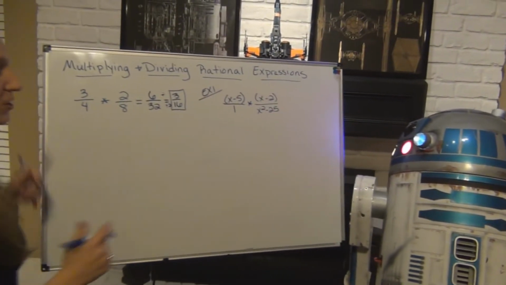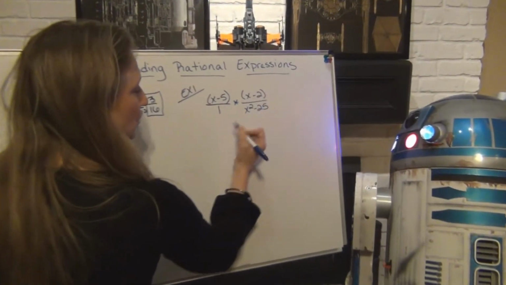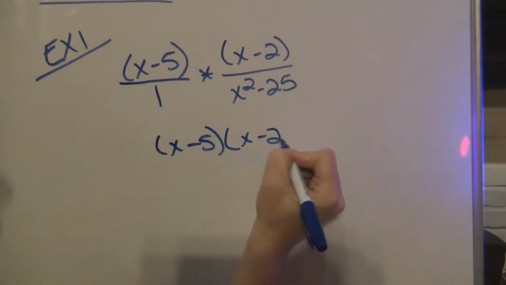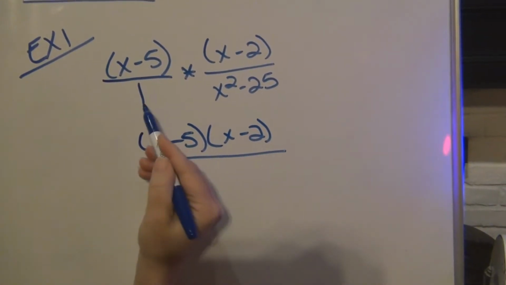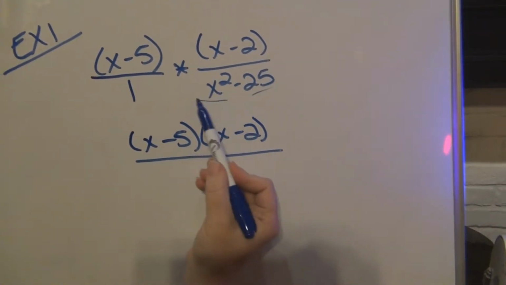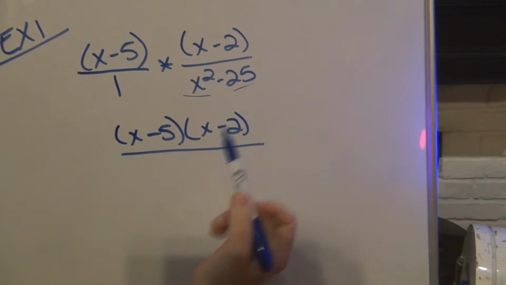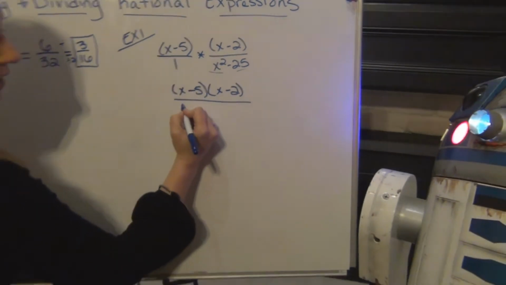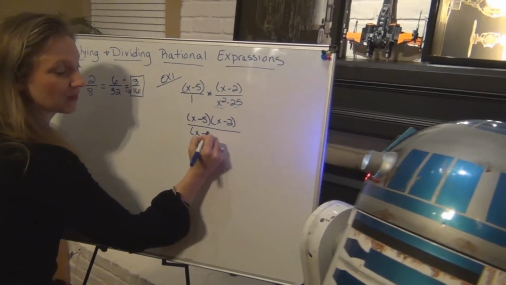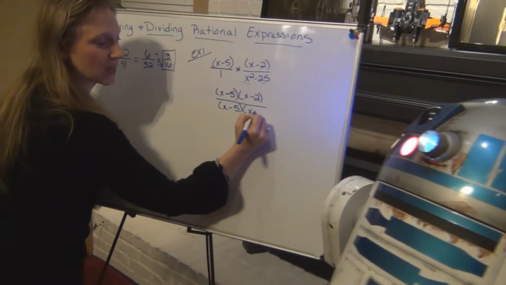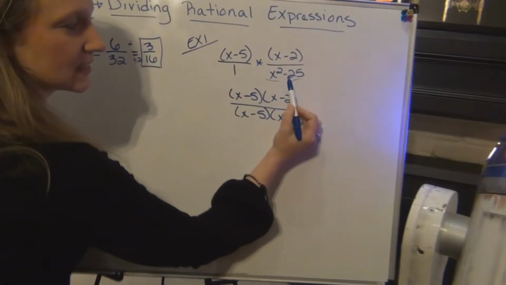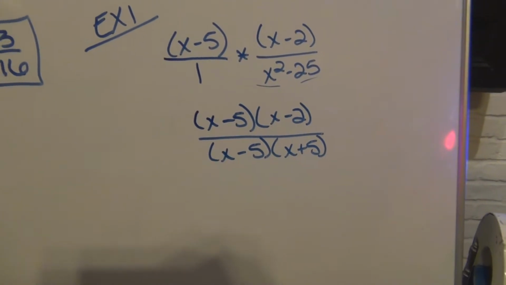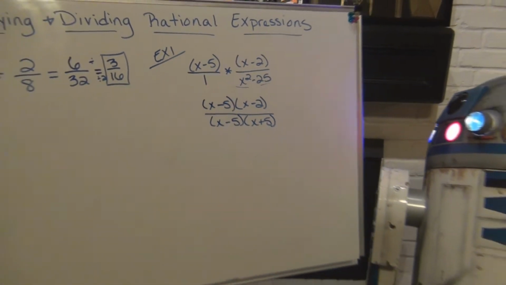All right, so now we're ready to multiply. So I'm going to multiply straight across here, and that's x minus 5 times x minus 2. 1 times this is this. Keep in mind that we might need to factor this because it's going to help us to see if things can simplify later. So x squared minus 25 factors to be x minus 5 times x plus 5 because this is the difference of perfect squares. Go back to one of the factoring videos if you can't remember how to do that kind of factoring.